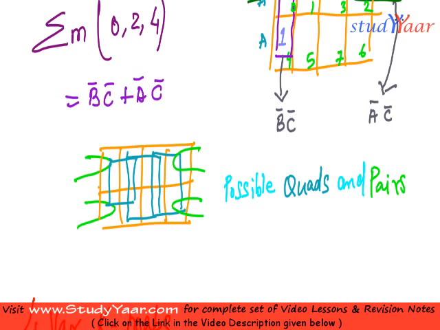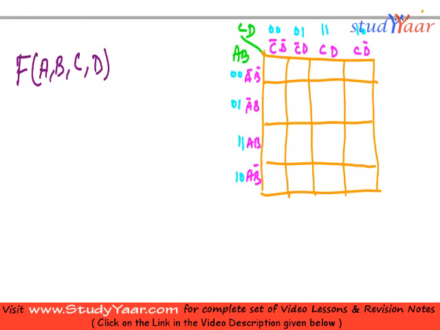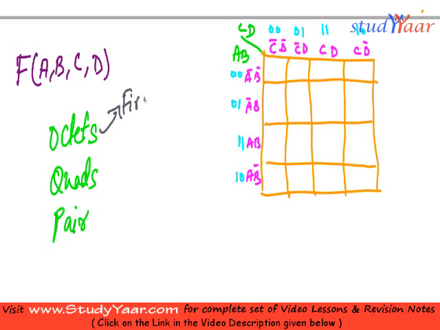So in a four variable K maps, you also look for octets, quads and pairs. First you look for octets, and then you look for quads, and finally you look for pairs. Okay, what is an octet? Octet is a group of 8 minterms.